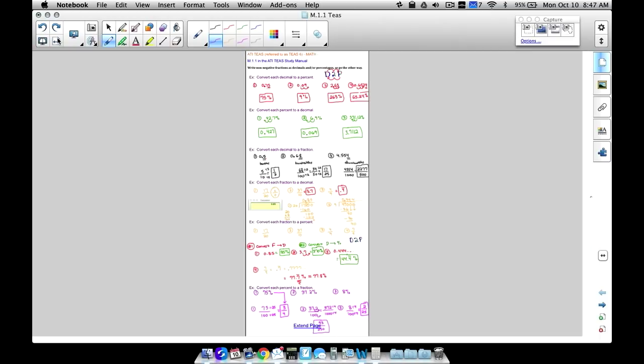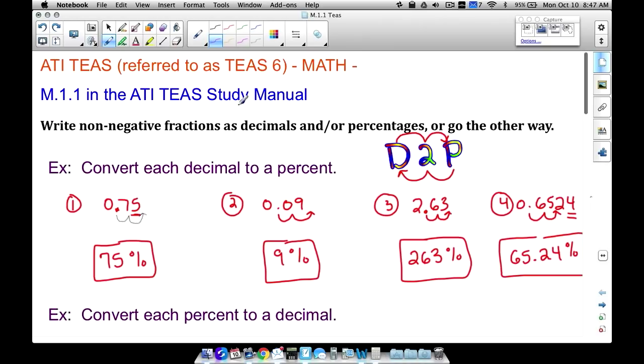And looking at it like that, that is crazy, but yes, we have covered M.1.1 as a whole. We've looked at fractions, decimals, and percents, and going back and forth between these different techniques. And there you have it. That is goal M.1.1 for the math portion of the TEAS test. And that is it for this video. I hope it helped.